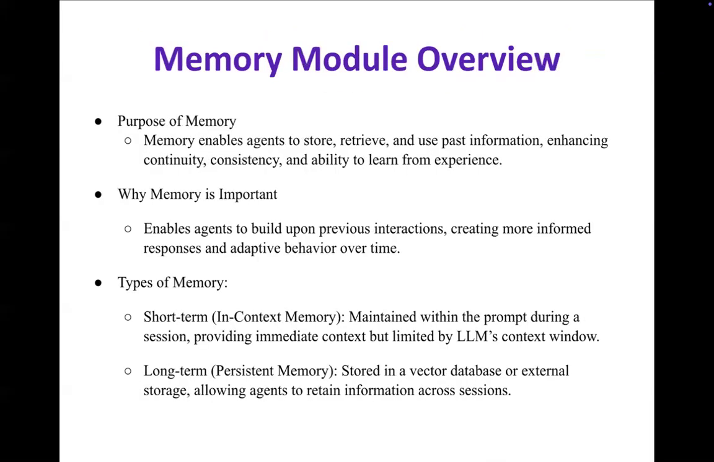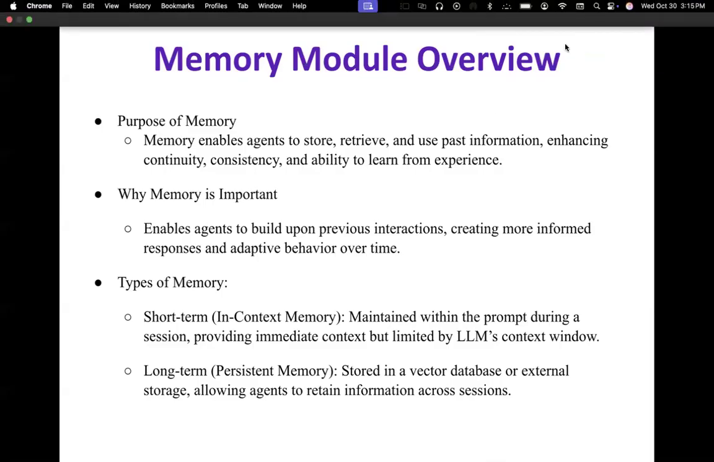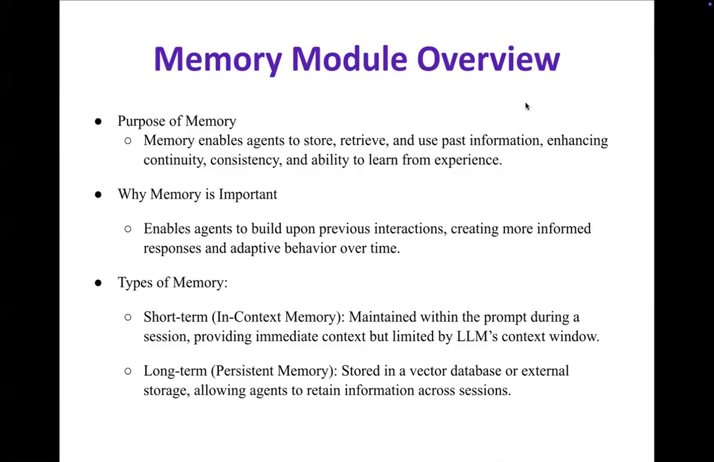Next, we're going to move on to the next module, which is the memory module overview. Essentially, the purpose of memory is that it enables agents to store, retrieve, and use past information, which enhances continuity, consistency, and ability to learn from experience. Memory is important because it allows agents to build upon previous interactions and it creates more informed responses and adaptive behavior.